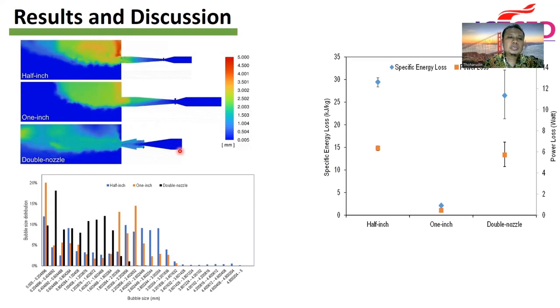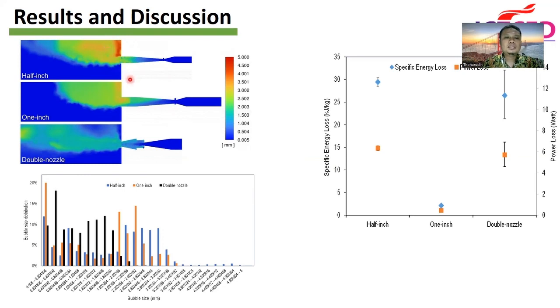And then we can observe that the half-inch Venturi bubble generator can produce a very small bubble diameter. However, because the velocity exiting the Venturi bubble generator is not so good, there is agglomeration of the bubbles. So from a tiny bubble size, it can grow to a large bubble size.